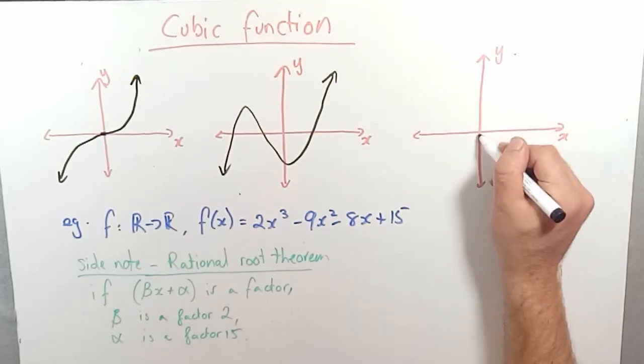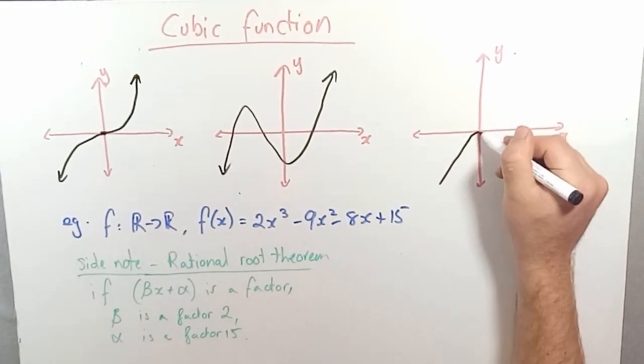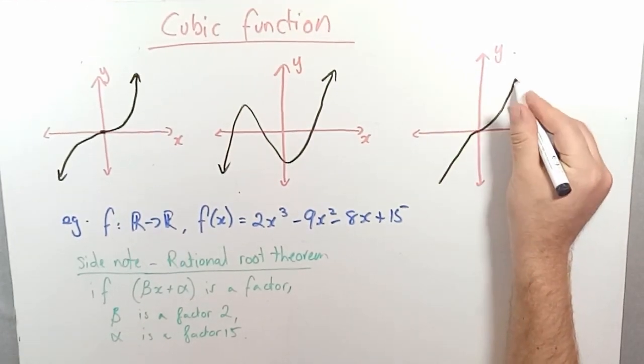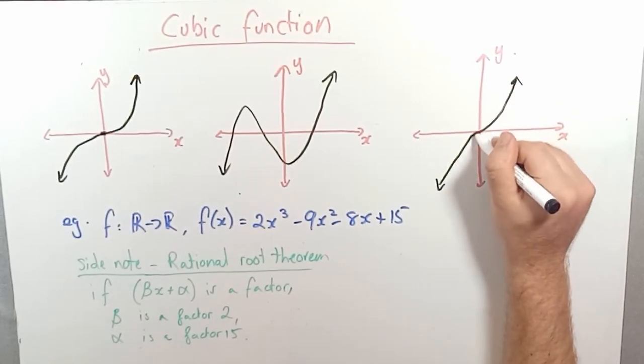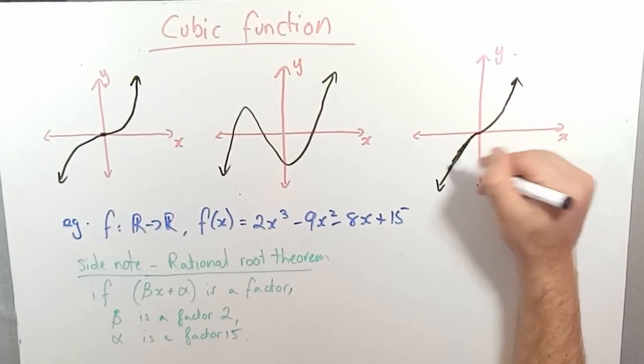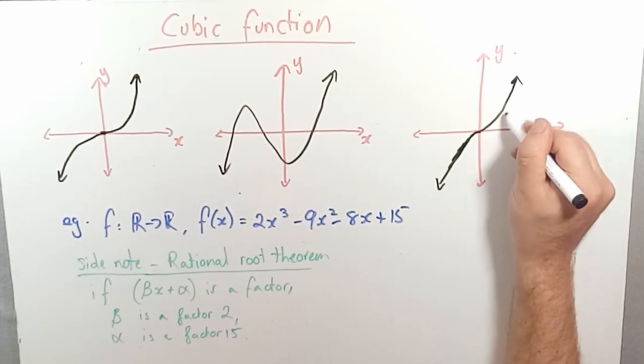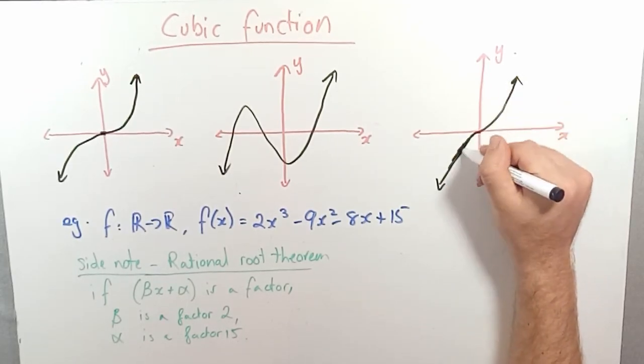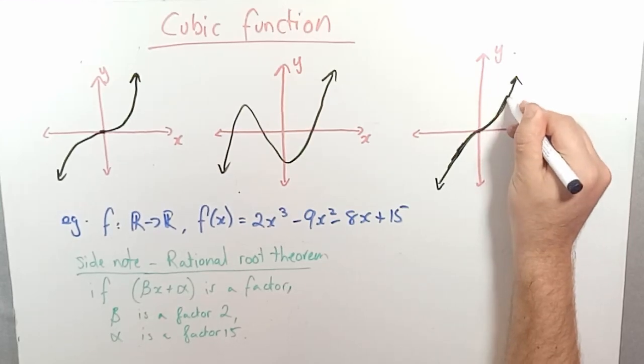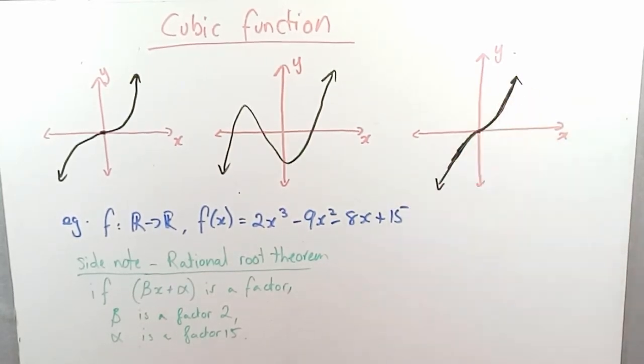The other one you could sort of have is where it doesn't quite go to a stationary point. Okay, so still a point of inflection, but it doesn't go all the way flat. Okay, I don't know if I've drawn that very well. There we go, that'll do. So you can have that for the cubic as well.